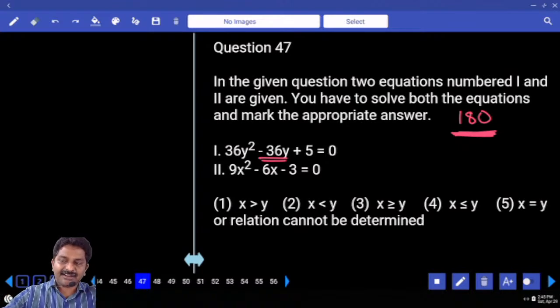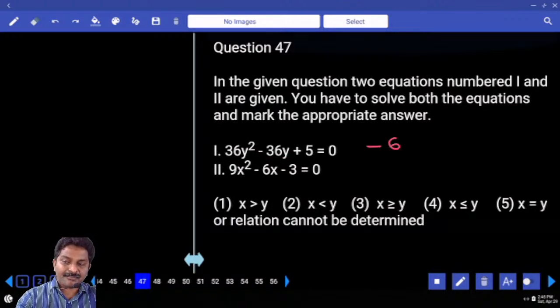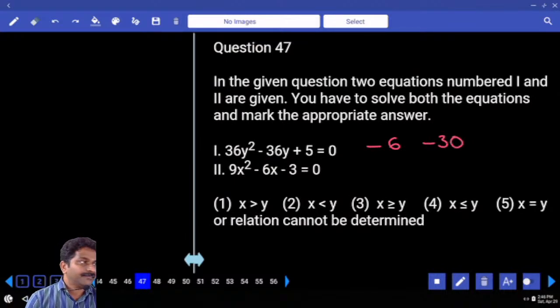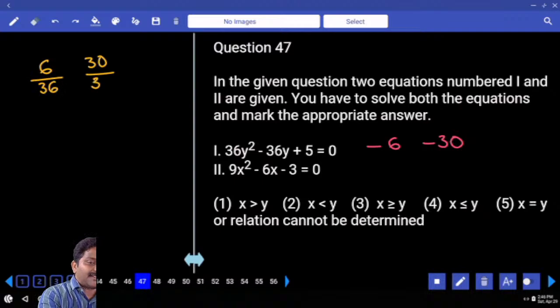5 and 36 directly, right? 6 how many times is 180? 30. 6 and 30 we can make 36, right? So the combination is minus 6 minus 30. Then factors are plus 6 plus 30. That's it. Divided by the coefficient of y squared, 36. Correct?